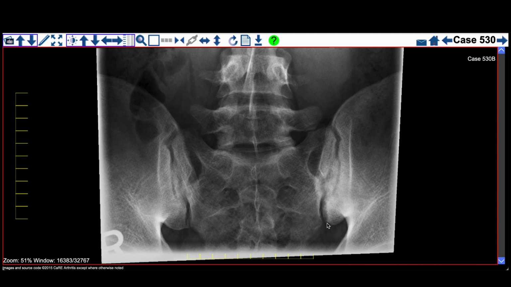But this clearly does not meet modified New York criteria because the right side is normal, and for the modified New York criteria, bilateral grade 2 radiographic sacroiliitis is required. So this patient in fact presents with non-radiographic axial spondyloarthritis. These findings are very suspicious for spondyloarthritis.